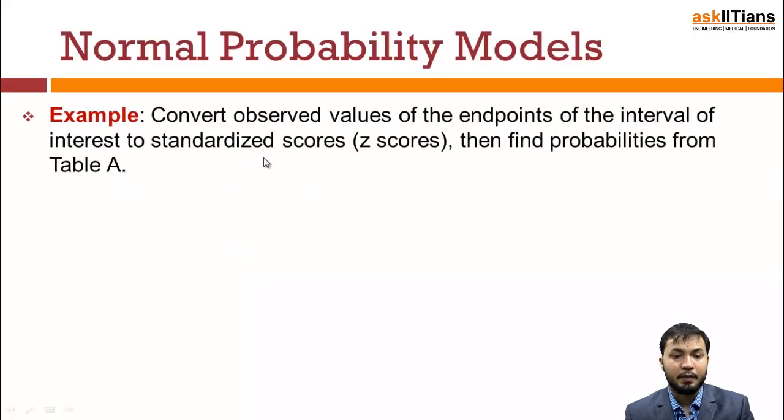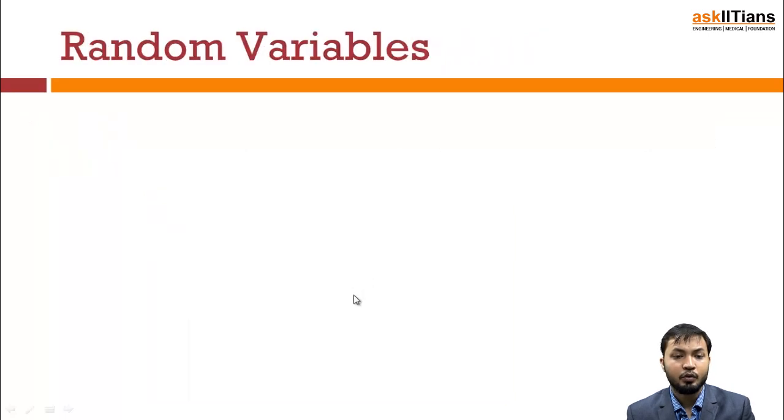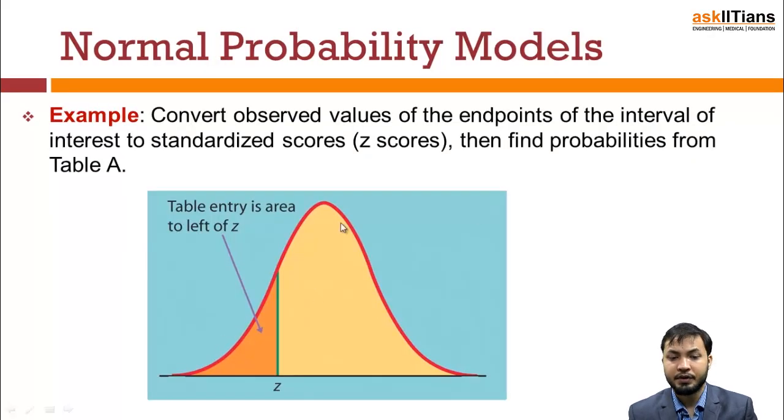Now let's look at an example. Let's say I need to convert observed values of the endpoint of the interval of interest to standardized scores, then get the probabilities from Table A. This is the table that we were talking about that was asked about in our previous slide. So how do I convert this to a particular value? We take the whole sample space and find what this percentage would be. This percentage divided by the net area will give you the probability of this particular event.